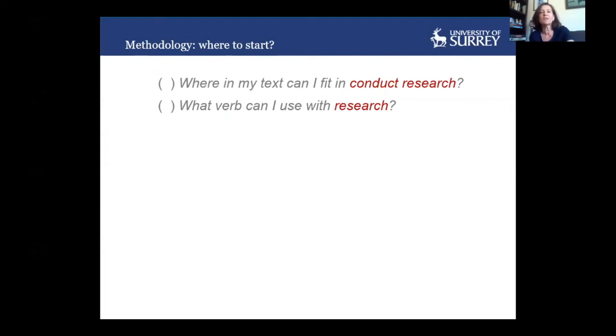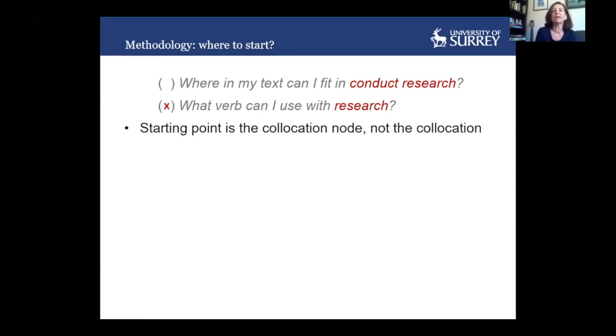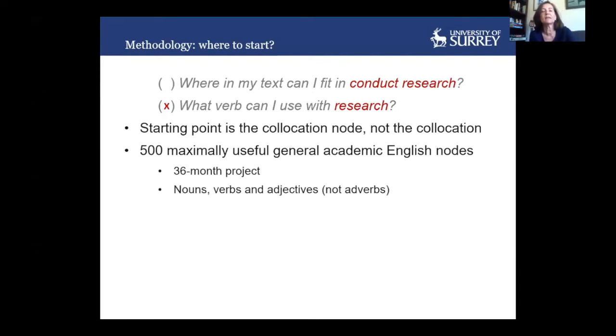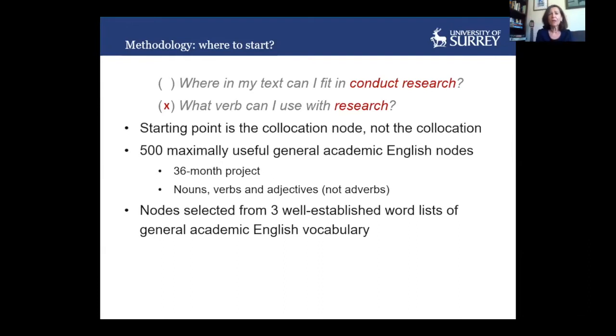We started not from the collocation, but from the collocation node. That's because people normally ask questions like the second one rather than the first one. And we wanted to include around 500 really useful general academic English nodes in our project, because we only had 36 months to carry it out, limited resources. So we focused on nouns, verbs, and adjectives, which are collocationally more productive. We're not looking at adverbs because you don't normally start a collocation from an adverb. And to select those nodes, we used three well-established word lists of general academic English vocabulary.